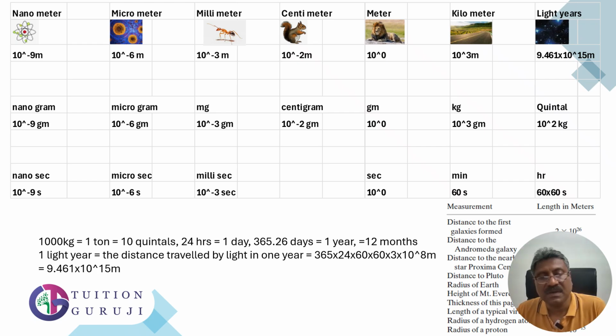So as I told you, 1000 kilogram is 1 ton, and 1 quintal is equal to 100 kg. And how will you find 1 light year? 1 light year is the distance traveled by light in 1 year. That is 365.25 into 24 into 60 into 60 into 3 into 10 raised to 8 meters. That will come to about 9.461 into 10 raised to 15 meters.